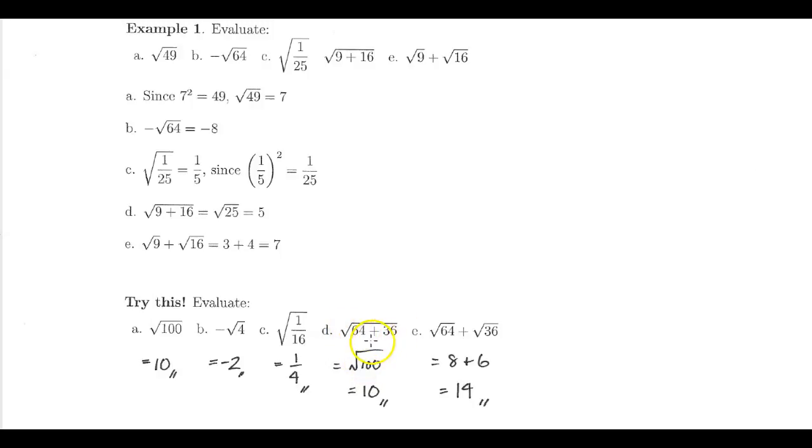Square root of 64 plus 36, we add first. That's the square root of 100, which is 10. And in part E, we take the square root of 64, which is 8, plus the square root of 36, which is 6, and 8 plus 6 is 14.